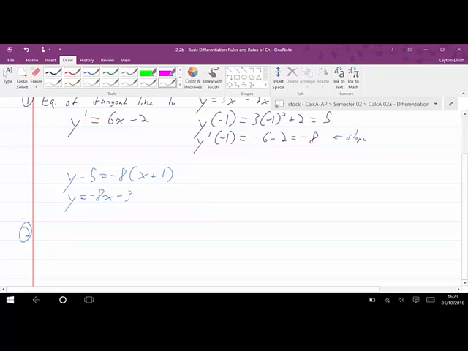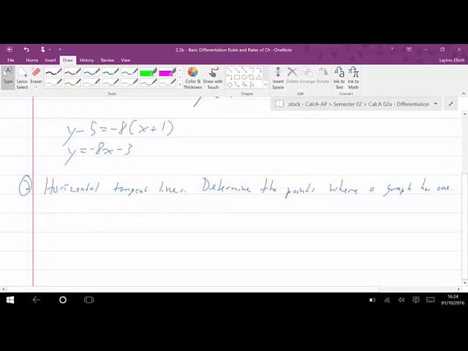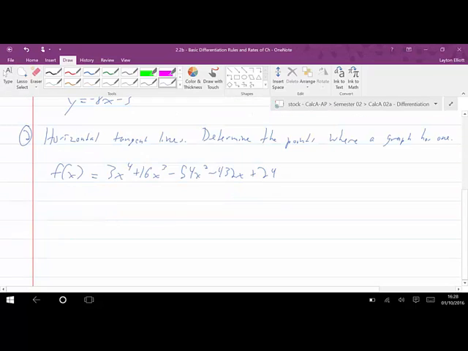Okay, another thing we can do is look at horizontal tangent lines. A very common type of question is: determine the points where a graph has a horizontal tangent line. So let me take a graph like f of x. Here's a big one. We want to find f prime of x.